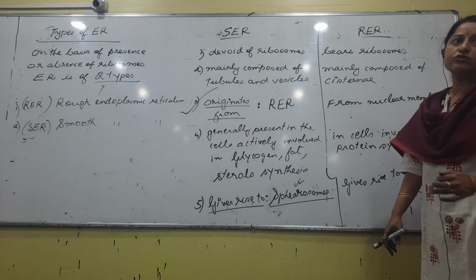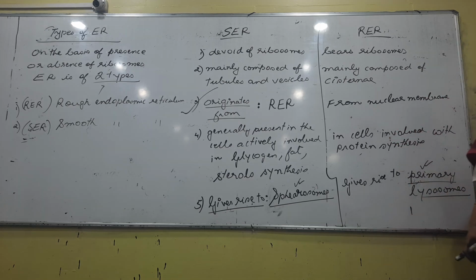Have you heard the word spherosomes? Spherosomes are also called plant lysosomes because lysosome is a characteristic of an animal cell and it is absent in a plant cell. What is the function of a lysosome? Lysosomes are also called suicidal bags, no?